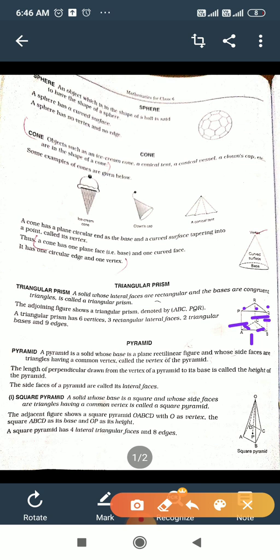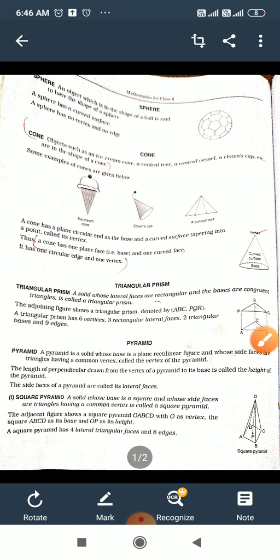Do you understand? Next is pyramid. A pyramid is a solid whose base is a plane rectilinear figure.